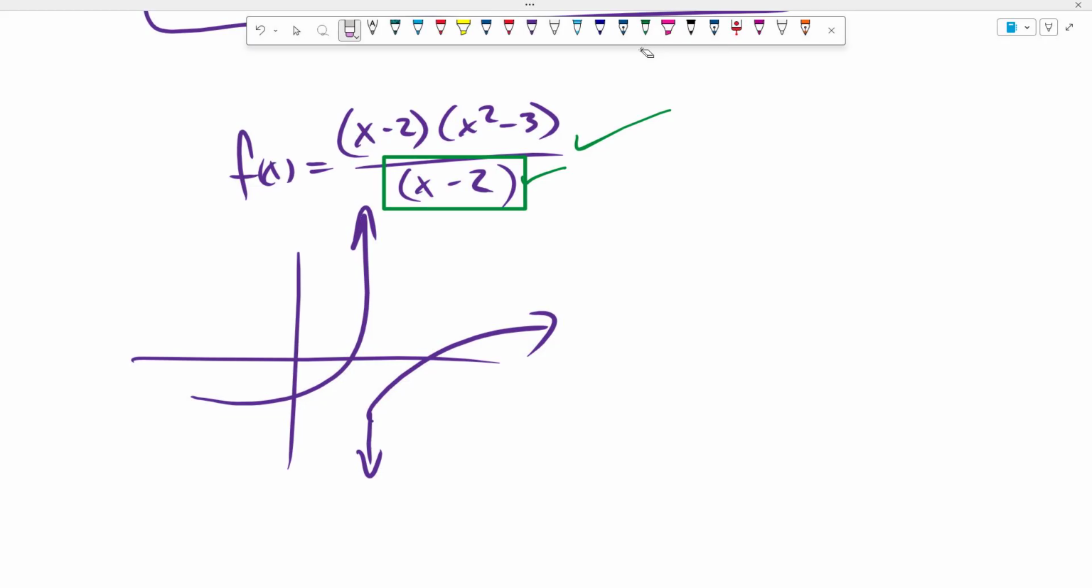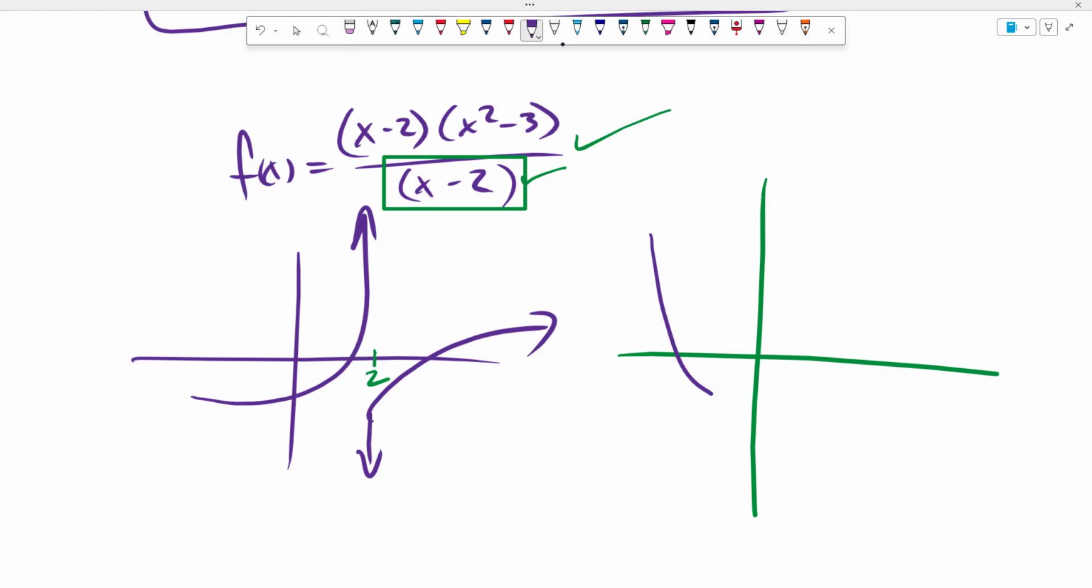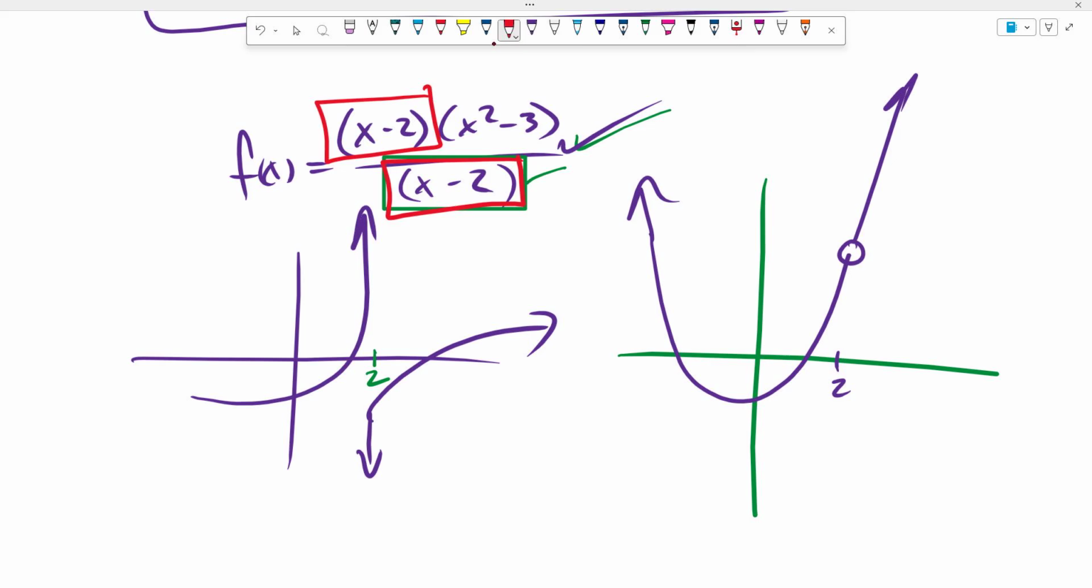Does this function have a hole in the graph or a vertical asymptote? A hole. Okay, at 2. It looks like a hole in the graph. How can we tell from here that it has a hole? That's a hole in the graph. If this wasn't here, it would be a vertical asymptote.